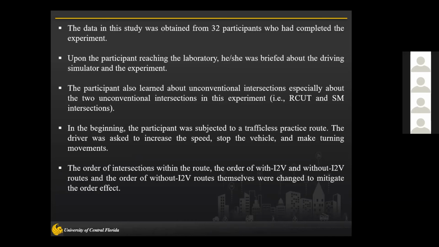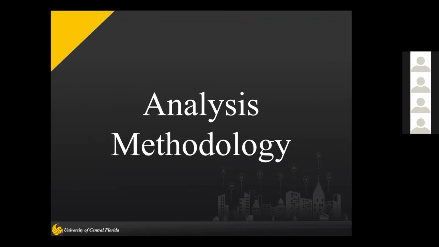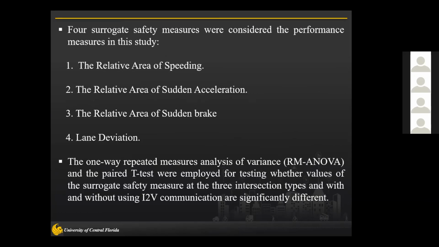The order of the intersections within the route, the order of the within I2V and without I2V routes, and the order of the without I2V routes themselves were changed to mitigate the order effect. Analysis methodology. Four surrogate safety measures were considered as the performance measures in this study: the relative area of speeding, the relative area of sudden acceleration, the relative area of sudden brake, and lane deviation.